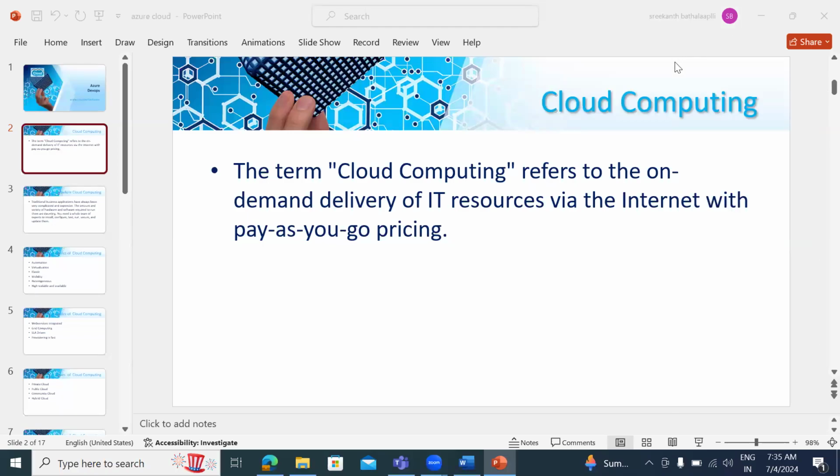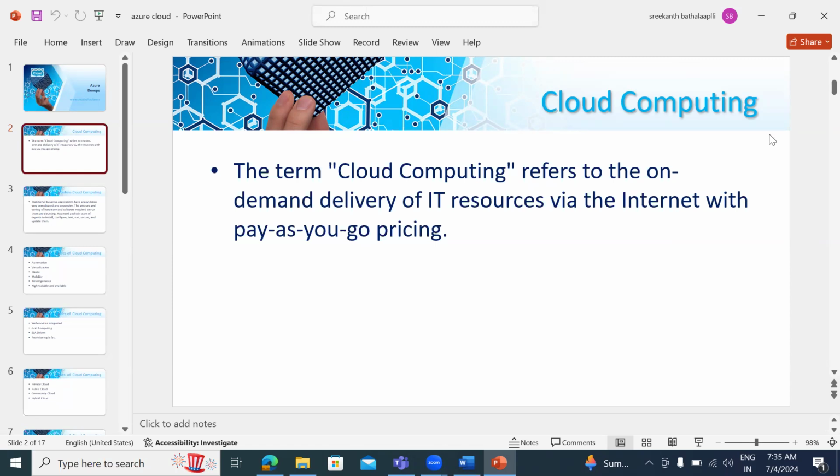Yeah, today we'll discuss Azure, and before that, what exactly cloud computing is, what the advantages and disadvantages are, what types of clouds we have, and what services are offered by the cloud. So we'll discuss all these things. What is your understanding of cloud computing?